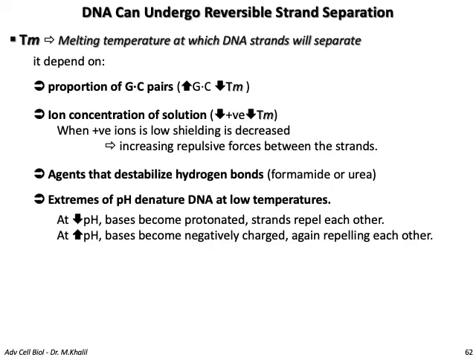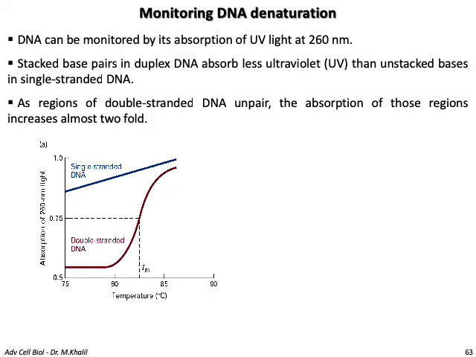The extremes of pH also denature DNA at low temperature. Basically, both work the same at very low or very high pH. Either the bases become highly protonated, so they repel each other, or become highly negatively charged, so they again repel each other. We can monitor this melting or separation of DNA by UV at 260 nanometers.